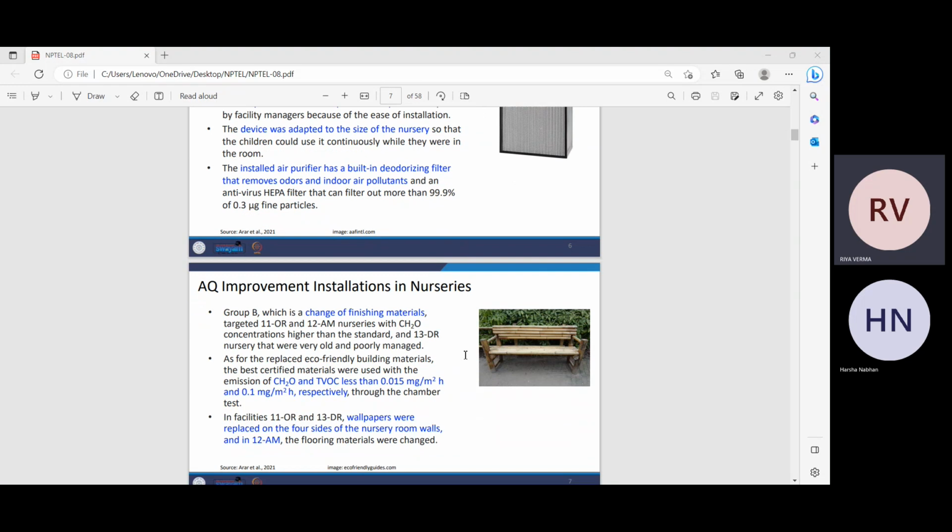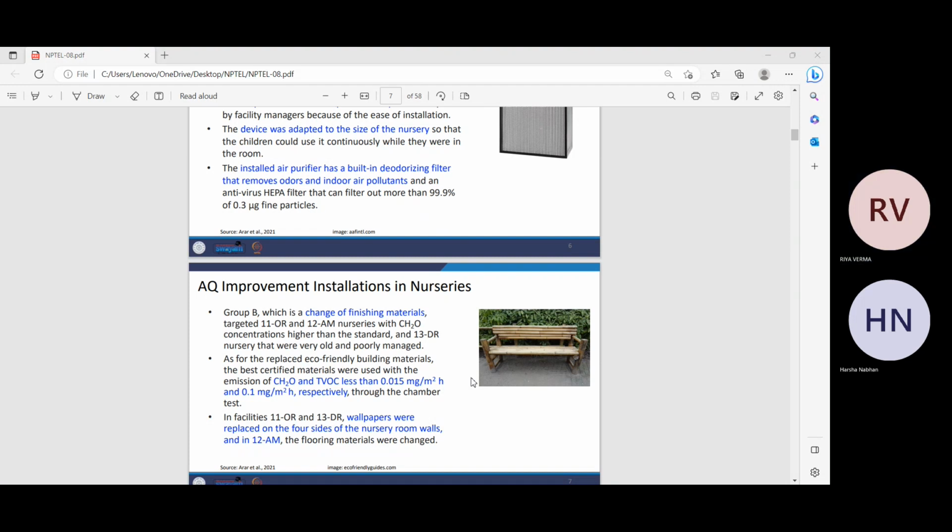Next is the change of finishing materials. They replaced the earlier finishing materials with more eco-friendly building materials, and that is why the emission of formaldehyde and VOCs is less than 0.015 milligrams per meter square per hour, and 0.1 milligrams per meter square per hour.